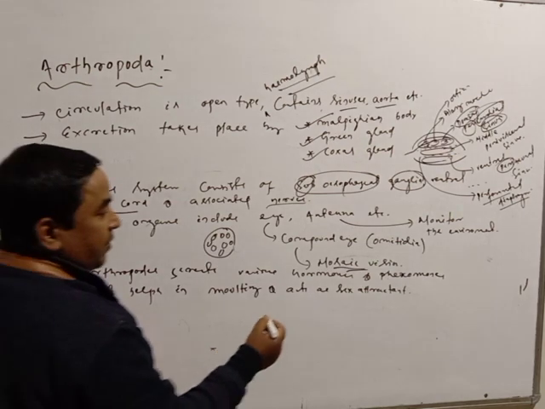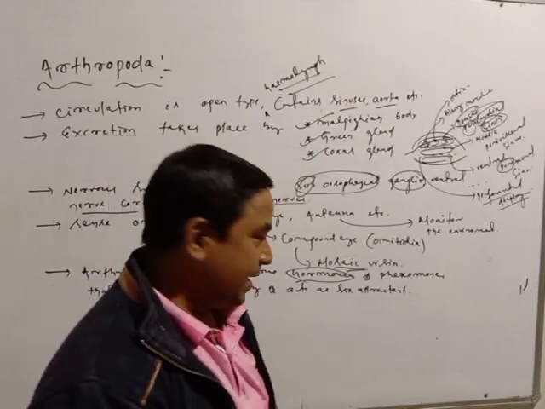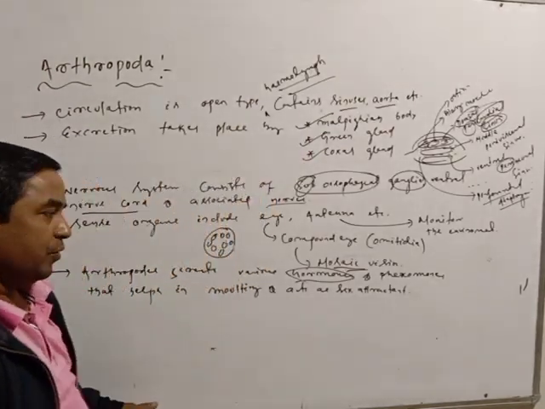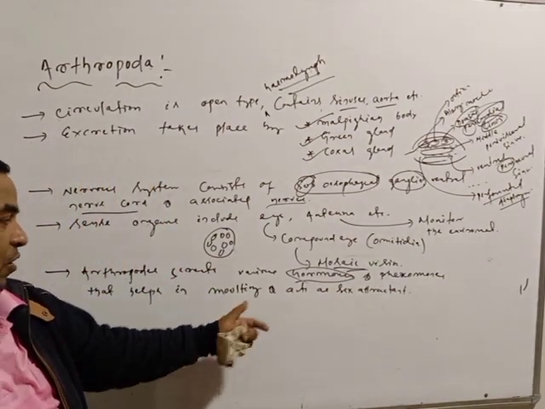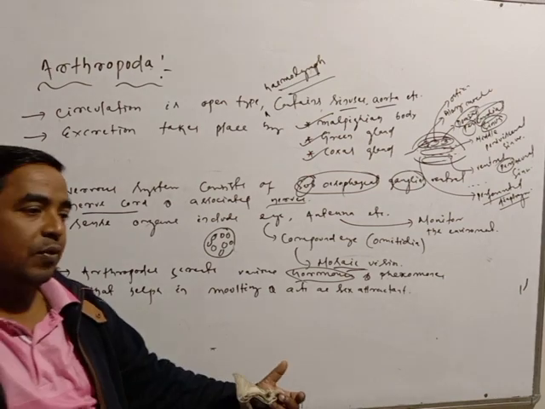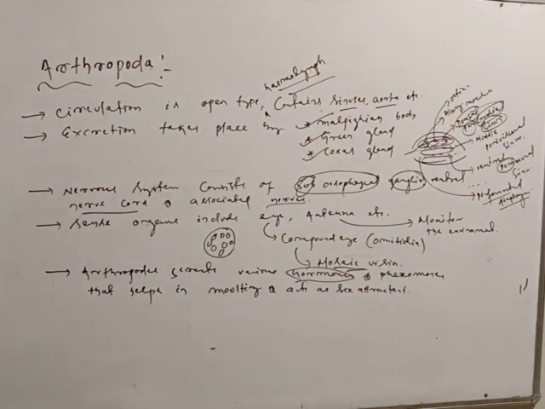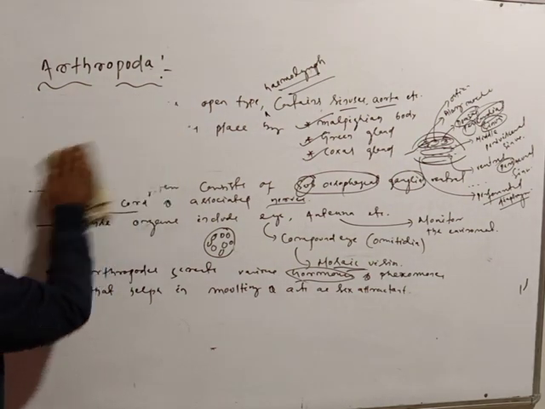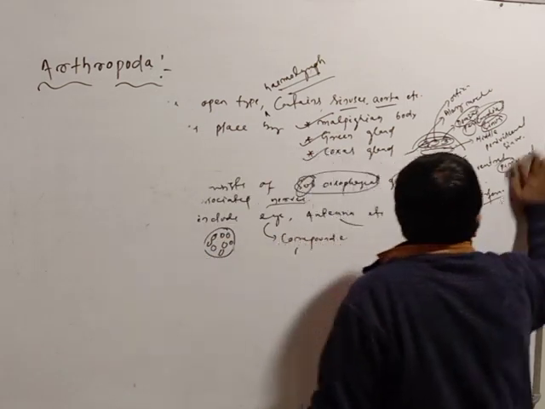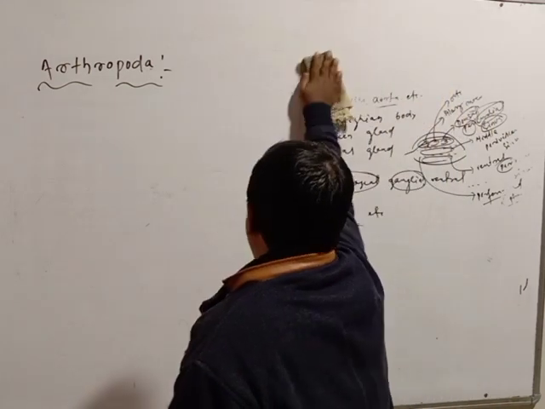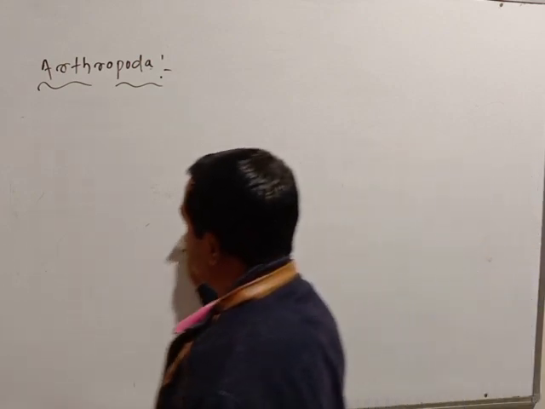Arthropods secrete various hormones. What is a hormone? Hormones are chemical messengers which regulate metabolic activities. Pheromones act as sex attractants, and hormones are for molting, that is, removal of the old skin. In arthropods, a well-developed reproductive system is there, with respective primary and secondary sex organs and characters.